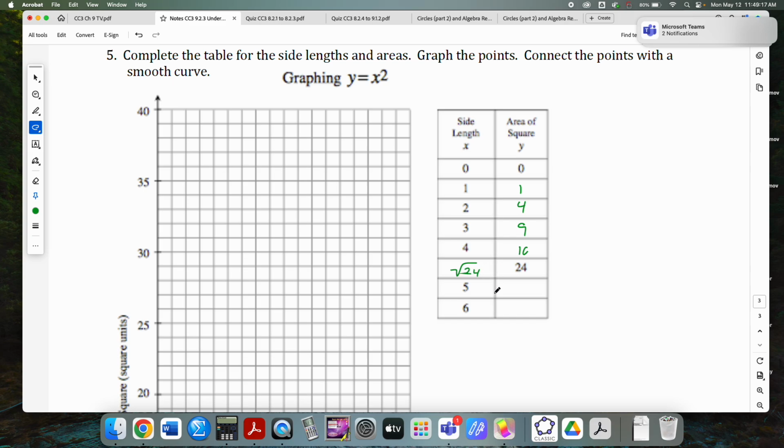It's somewhere between 4 and 5, though. What is it really close to? 5. Because the square root of 25 would be 5. If the side lengths are 5, the area of the square would be 25. The side lengths are 6. The area would be 36.